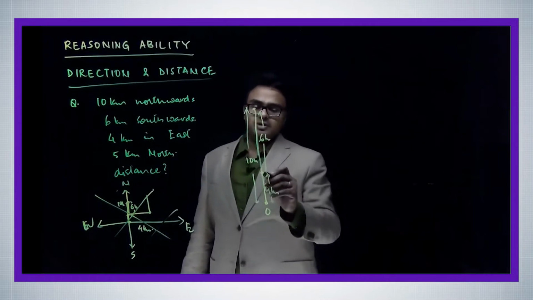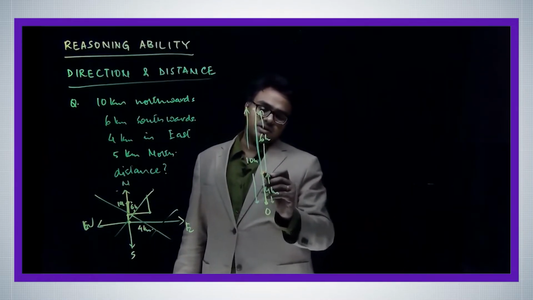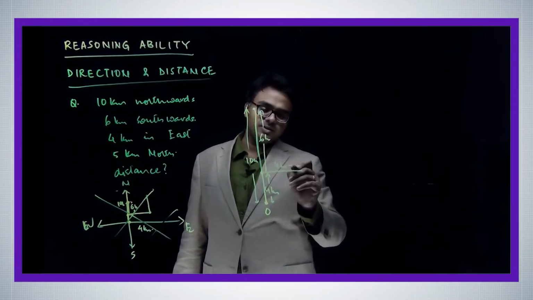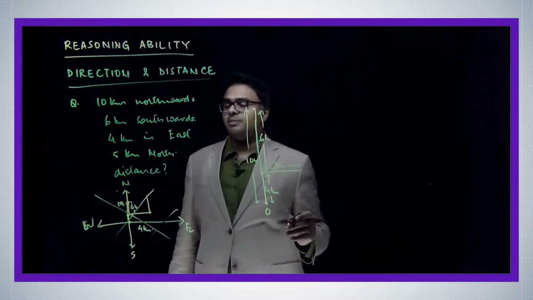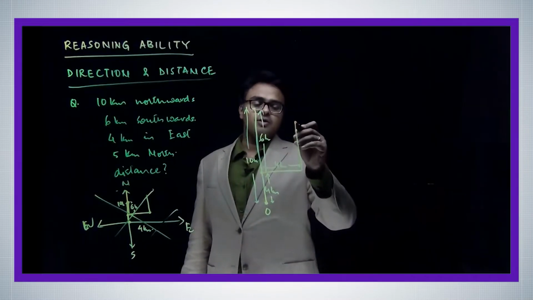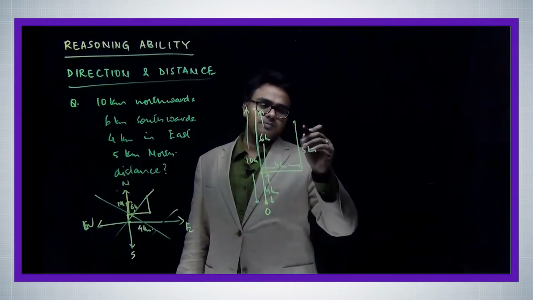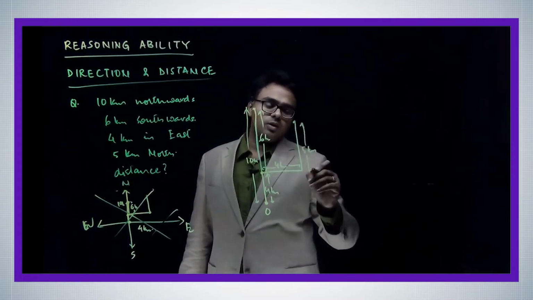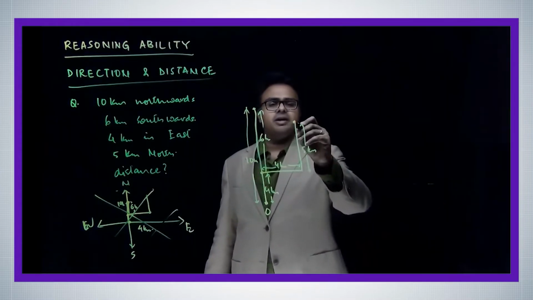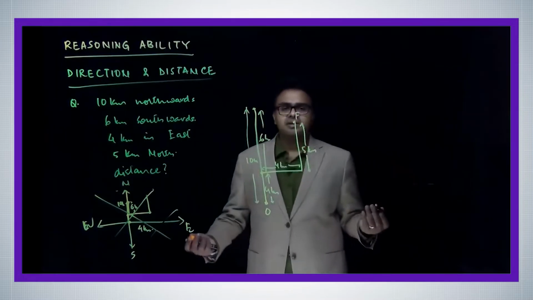Now after that, the person is here, and walks 4 kilometers in the east. So this is east, and after that the person walks 5 kilometers in the north, so this distance is 5 kilometers. So now tell the distance of the person from the original point. This is the final point, let's call it F. So you have to find the distance OF. How do we find the distance OF?